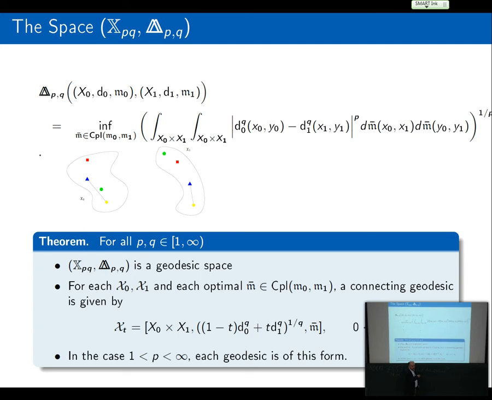Can you vary the optimal coupling? Can you say next that each geodesic is of this form? Can you vary these? First of all, with this distance, we have a geodesic space. And the geodesic is different for different P. The statement here is, whenever you choose an optimal coupling, where optimality depends on P, this will give a geodesic.